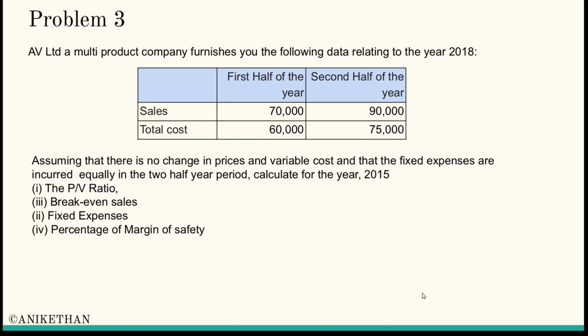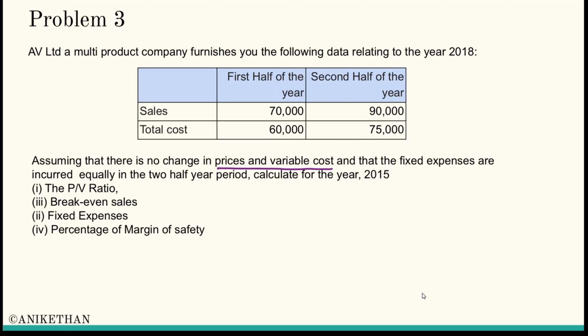So let's take another problem. The following data is given for first half and second half of the year. Sales and total cost is given. Assuming there are no changes in prices and variable costs. So this is very important data. And fixed expenses are incurred equally in each half year period. Calculate for the year 2015.